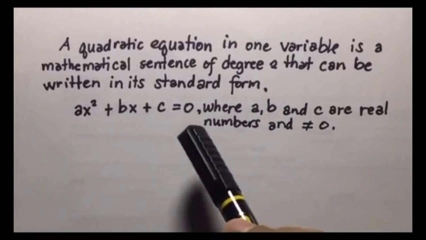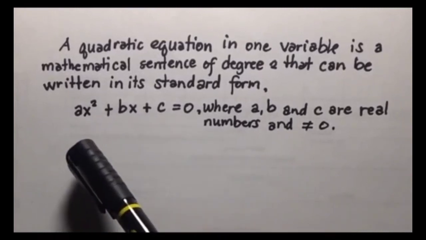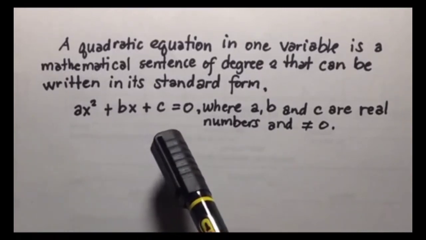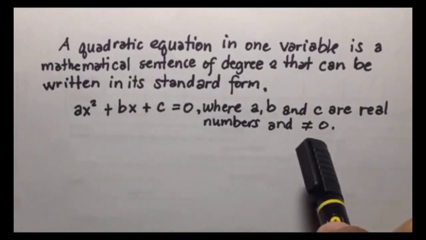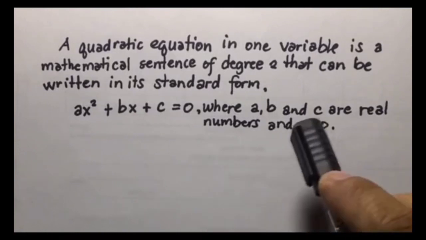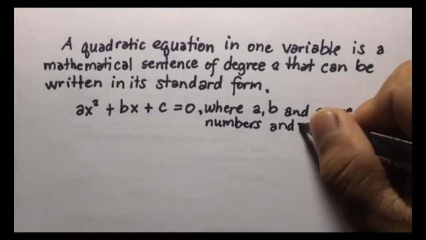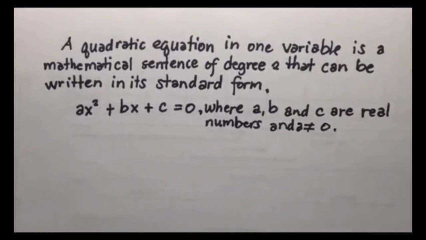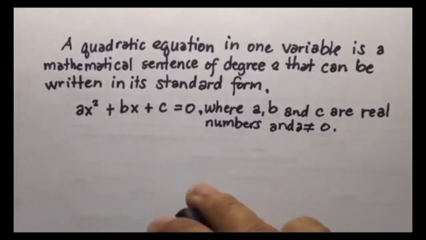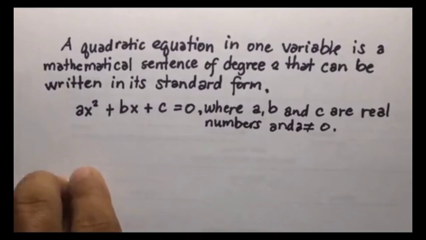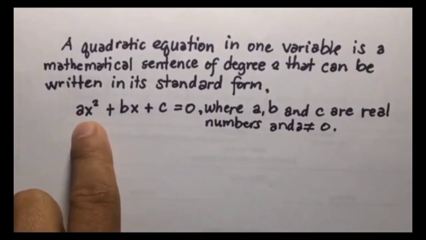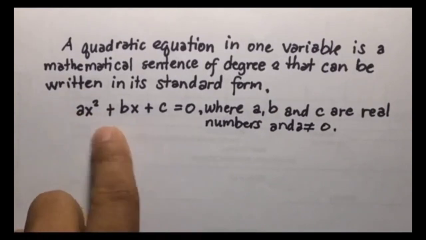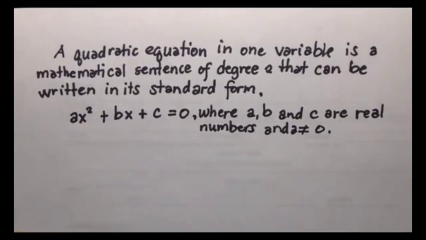It can be written in its standard form ax squared plus bx plus c equals 0, where a, b, and c are real numbers, and a should not be equal to 0. The reason why a should not be equal to 0 is because if a is equal to 0, then 0 times x squared equals 0, so this will become a linear equation.